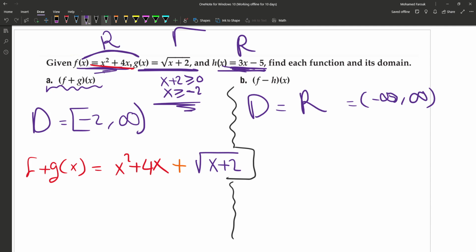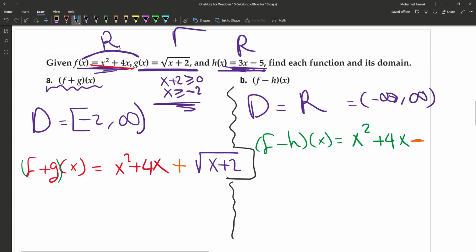Okay, how to get the difference between them? We need to have brackets here. f minus h of x. At first, we will start with f, which is x squared plus 4x, and then minus h of x. You have to open a bracket here. It will be 3x minus 5. We have opened this bracket because we have a negative sign and we need to distribute it.